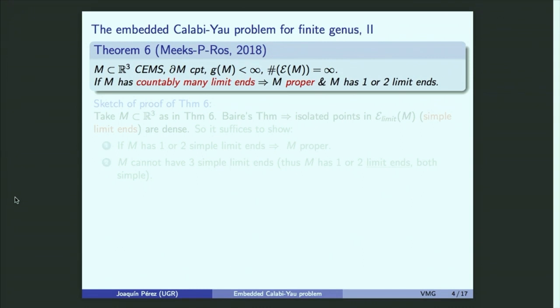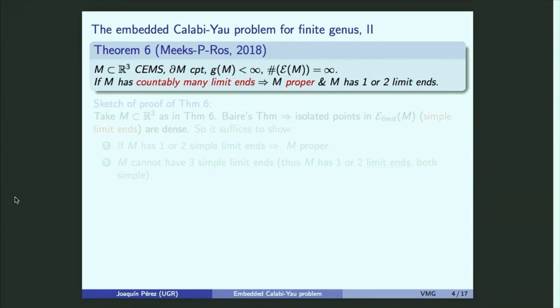Okay, so if you have a complete embedded minimal surface in R3 with compact boundary, finite genus, infinitely many ends, then if the surface has countably many limit ends, not necessarily countably many ends, but limit ends, then it's proper, and in the end it only has one or two limit ends. I have to say that in that setting of finite genus, we knew some years ago that it's impossible to have one limit end only if you have empty boundary. So the one limit end case only happens with boundary, like in half of the Riemann minimal example. Cut here, chop off here, right? And you see a representative of the end. This is what Otis was thinking about.